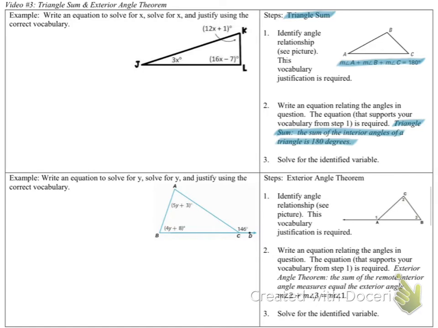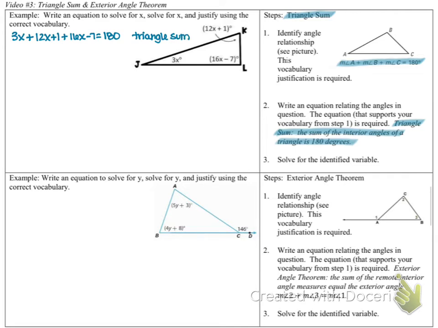All of these are. So I'm going to take my 3x, one of my interior angles, plus 12x plus 1, plus the last interior angle, which is 16x minus 7. That's going to be equal to 180 degrees. The reason: this is triangle sum. Now from here, we solve.